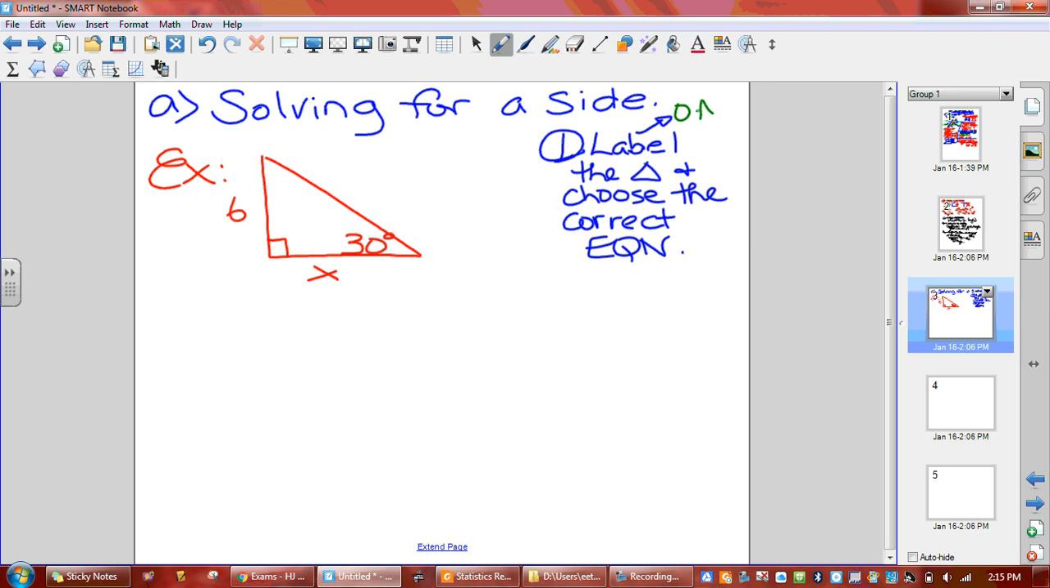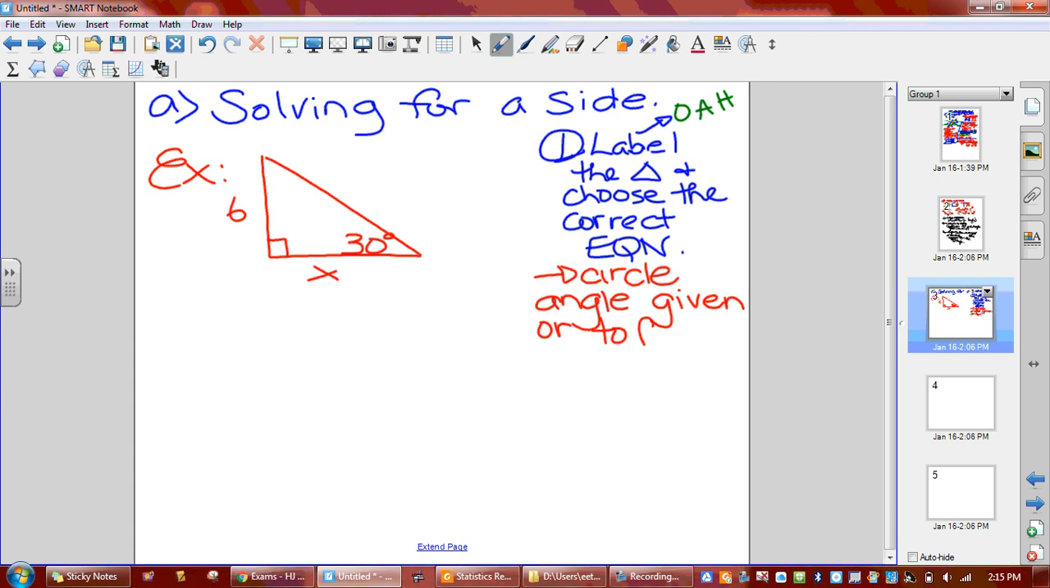Now, how do we do it? We first always circle the angle given, or the one to find. In this case, we're given one because we're finding a side. So first step, circle the angle, then label our sides. If that's our angle, X has to be the adjacent side because it's between the 90 and the angle 30. 6 is across from 30, so it's the opposite side.